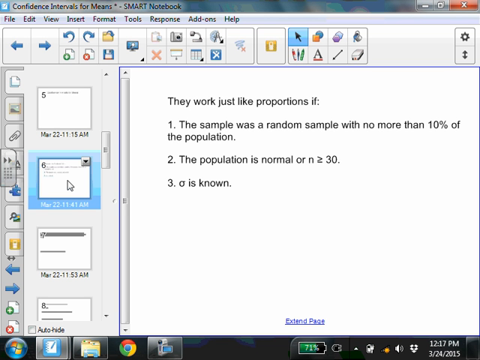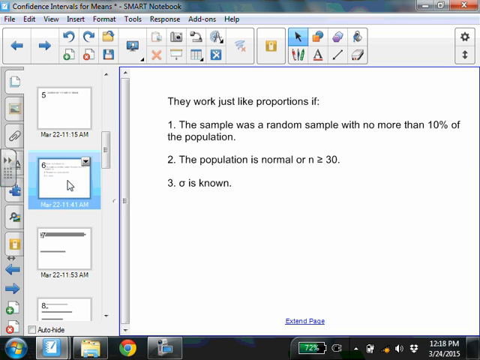Does that sound funny to anybody? Yeah. Why? If you already know the population standard deviation, what is the point in taking a sample, right? In real statistics, you hardly ever know the population standard deviation. But if you know it, then this is going to work basically just like it would for a proportion.